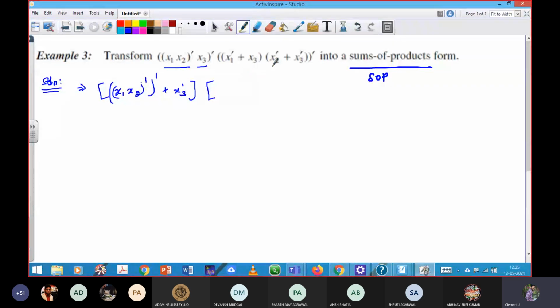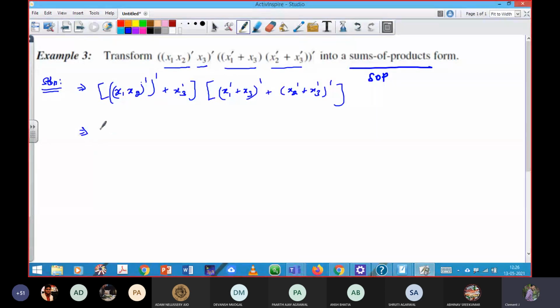Here, totally, the complement has two terms. It is of the form (A, B) dash, so it is going to be written like A dash plus B dash. That means x1 dash plus x3 as A, so A dash plus x2 dash plus x3 dash whole dash. Have you understood up to this?